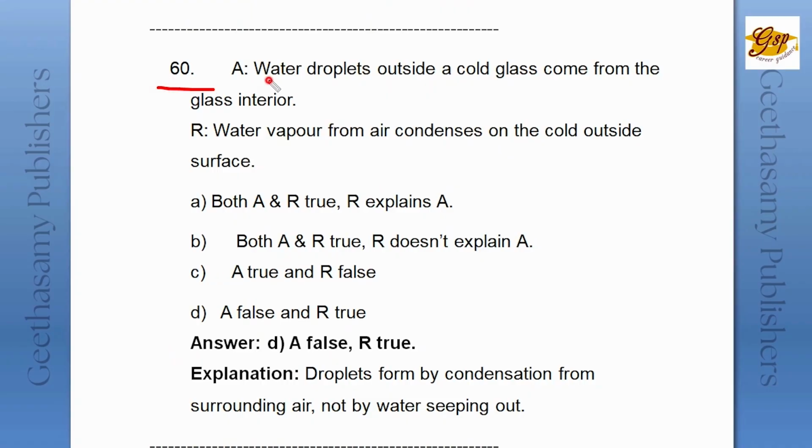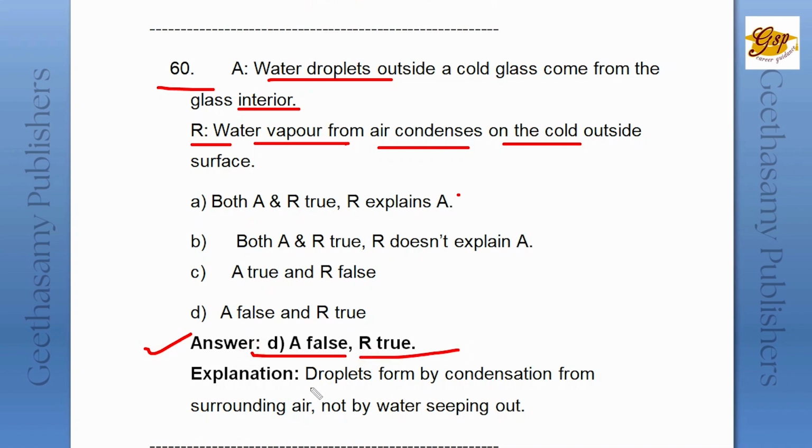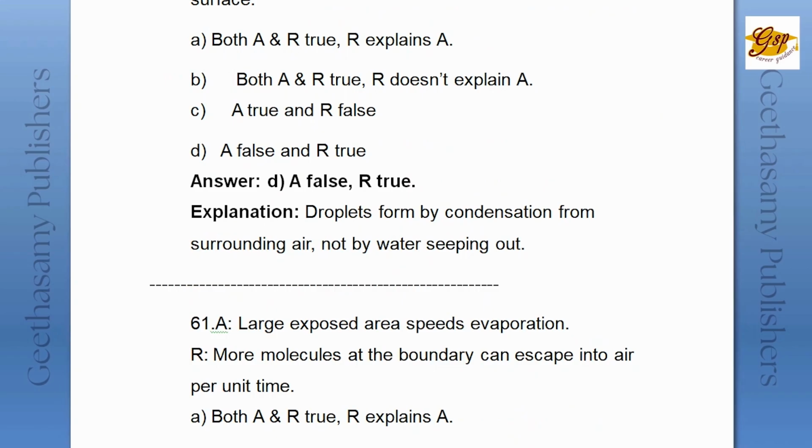The 60th question. Assertion: the water droplets outside a cold glass come from the glass interior. Reason: the water vapor from air condenses on the cold outside surface. The options: both A and R true, R explains A; both A and R true, R doesn't explain A; A true, R false; A false, R true. The correct answer is A is false, R is true. The droplets form by condensation from the surrounding air, not from water seeping out.